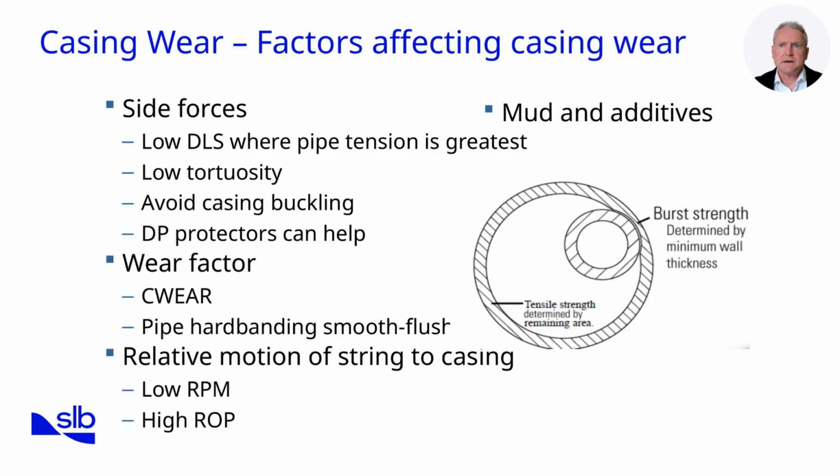Additionally, casing buckling must be prevented as it creates concentrated points of stress. Drill pipe protectors can be fitted to reduce direct metal-to-metal contact, extending casing life. The second factor is the wear factor, represented by casing wear models. Pipe hard banding, especially smooth flush types, is often applied to reduce abrasive action without cutting into the casing. Finally, relative motion between pipe and casing plays a major role.